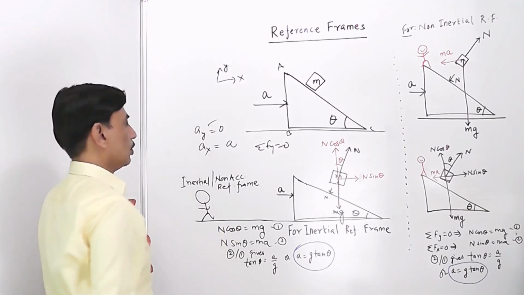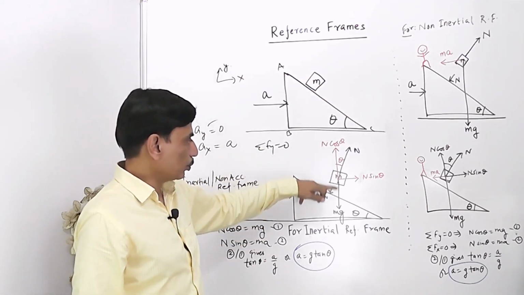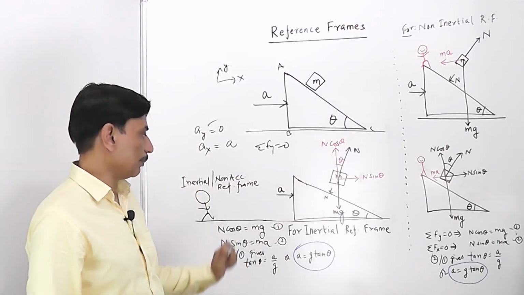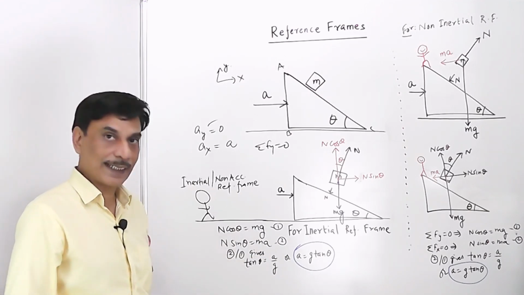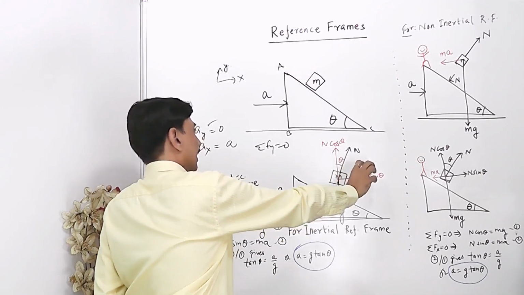Acceleration on the y-axis is equal to 0, so the summation of force along the y-axis is equal to 0. That's why the upward force should be equal to the downward force. That is, N cos theta should be equal to mg. Equation number 1.